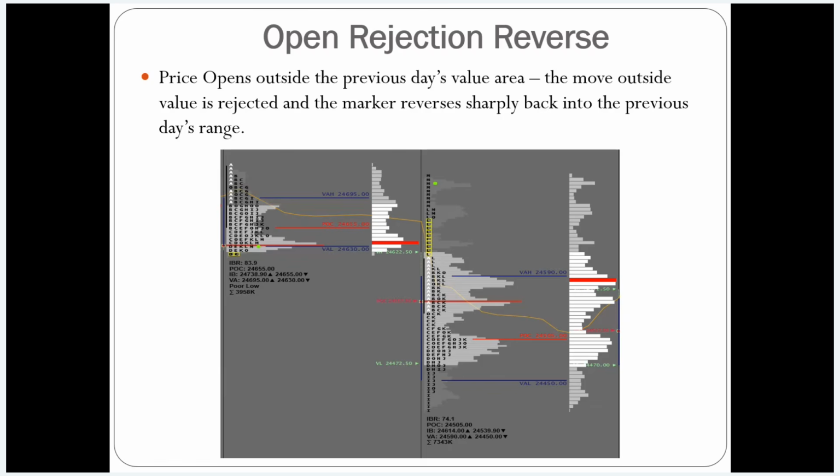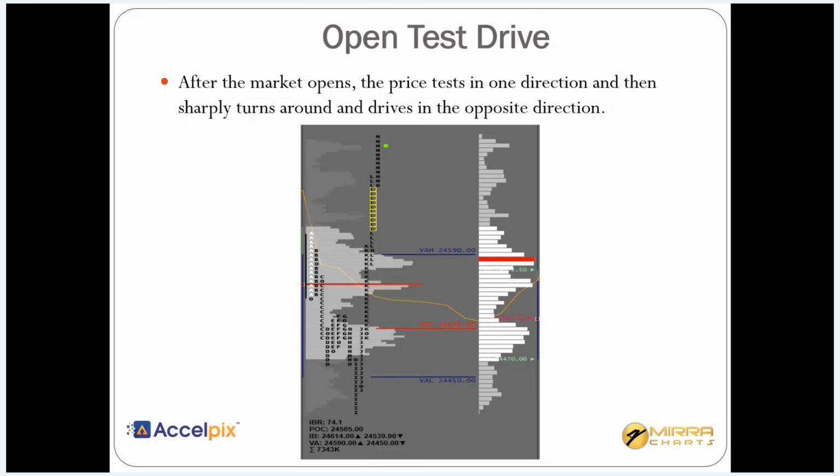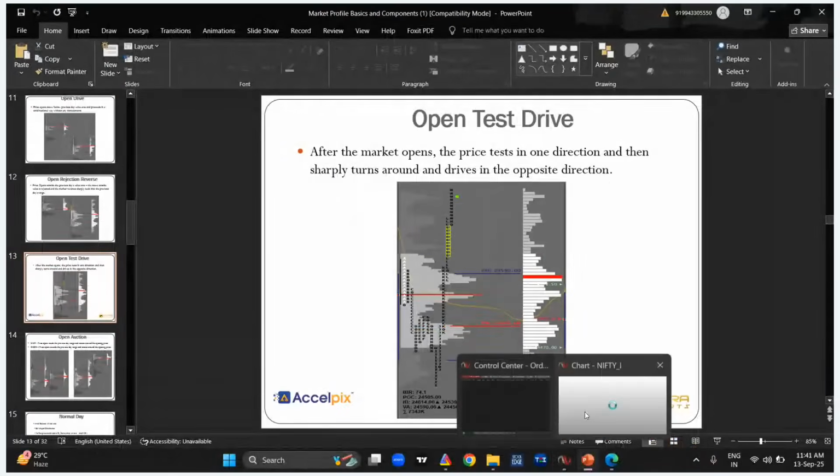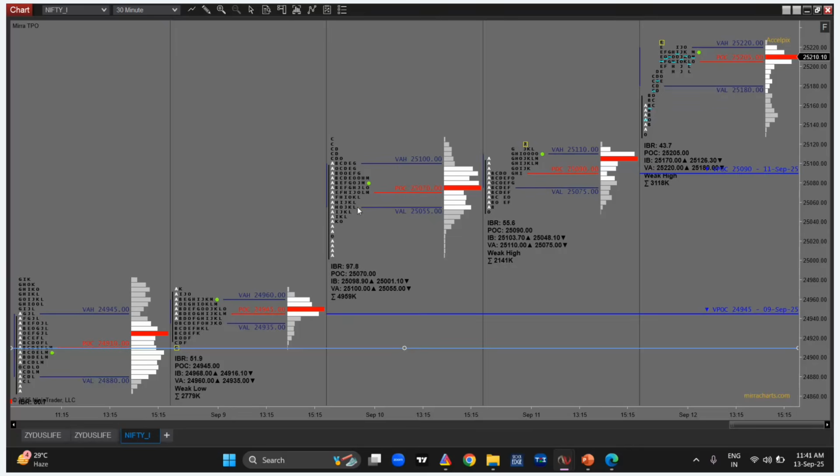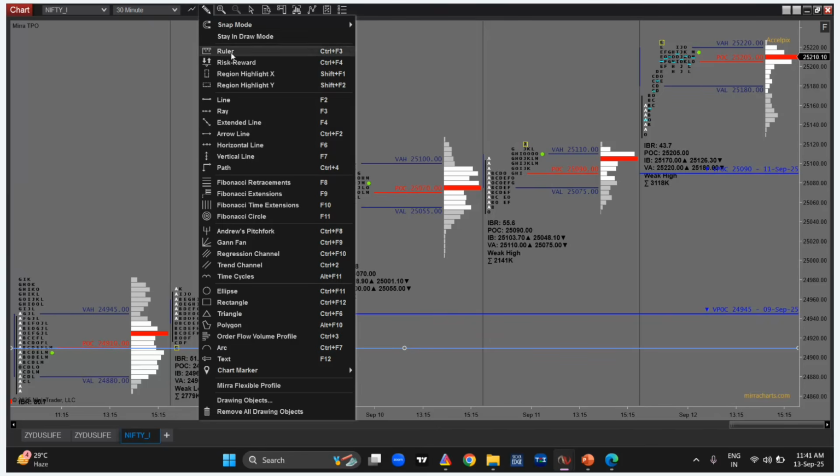As of now, I don't want to take every open because it will be confusing. Later I will teach open rejection reverse and open test drive. Open test drive is nothing but like this open drive. What it does, it opens here, comes to this 250, and it starts driving higher. So we'll put it like this.